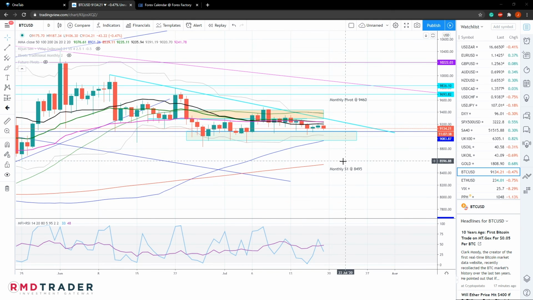I expect we will see price very quickly move to this 8,500 level, as that's our daily 200 SMA, as well as we will meet our monthly S1 pivot level at 8,495 to 8,600. So all depending on at what point the price should break below our 100 daily SMA. So that concludes Bitcoin for this week.